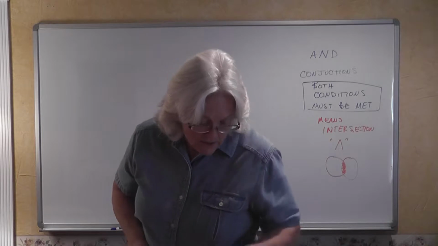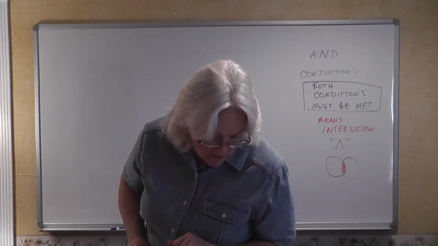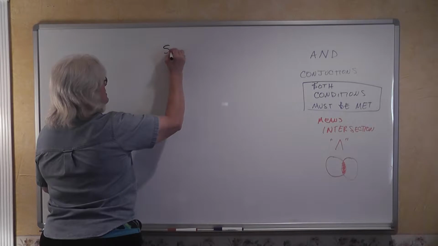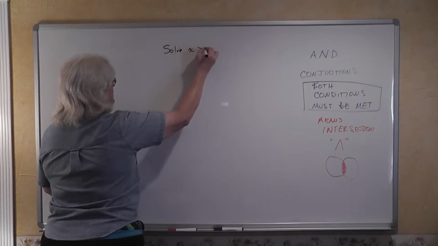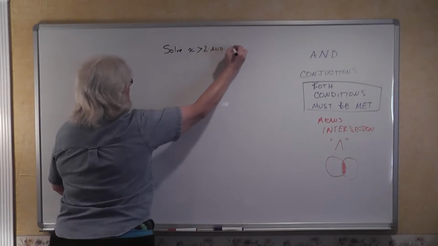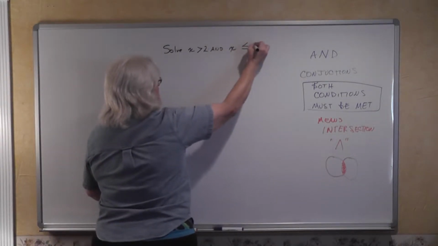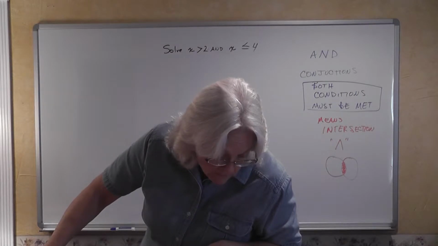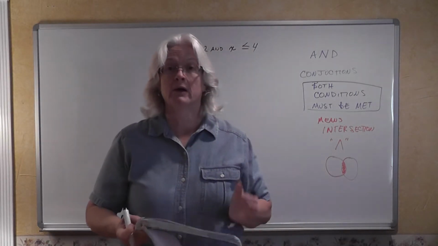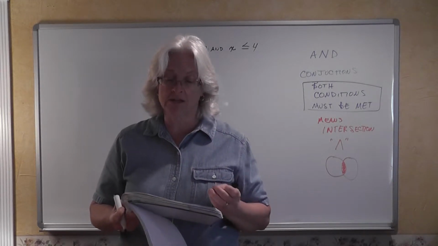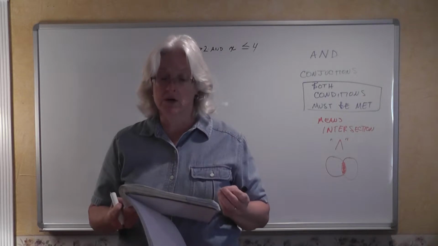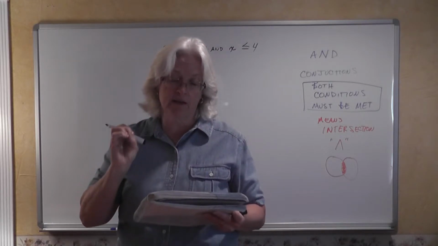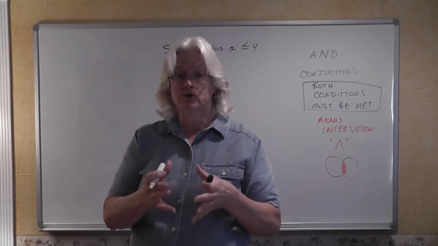Now, let's see example 1. It says solve x greater than 2 and x less than or equal to 4. Now let me make sure I copied this down correctly. Okay. Your book says the solution set to a conjunction is the intersection of the solutions to the separate equations and inequalities in the compound statement. When you solve conjunctions, graph each separate sentence above the number line and then graph the intersection of the graphs on the number line.